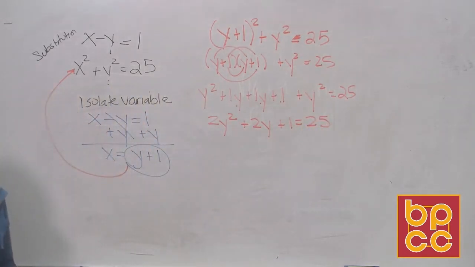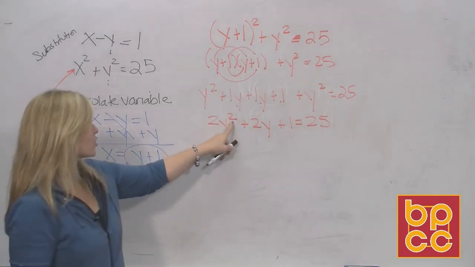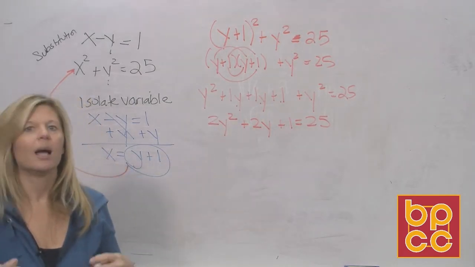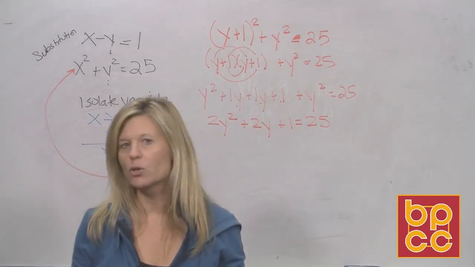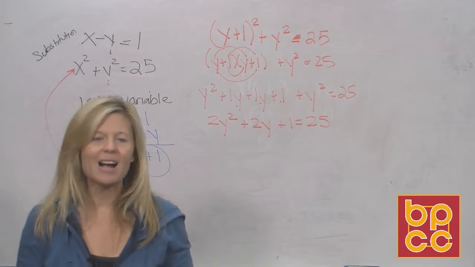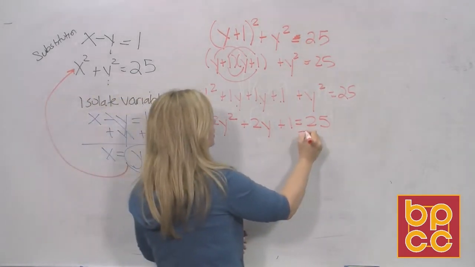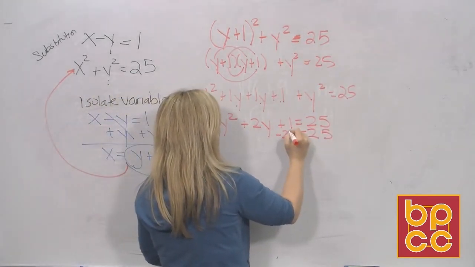Now look very closely. Is that equation linear or quadratic? It has a square, it's quadratic. How do we solve quadratics? Well, I believe in factoring. It's always the quickest and easiest method. To factor, it needs to be set equal to 0. So we subtract 25.